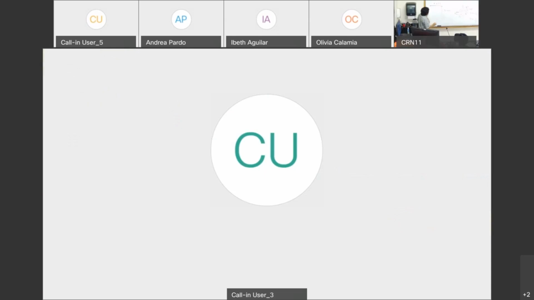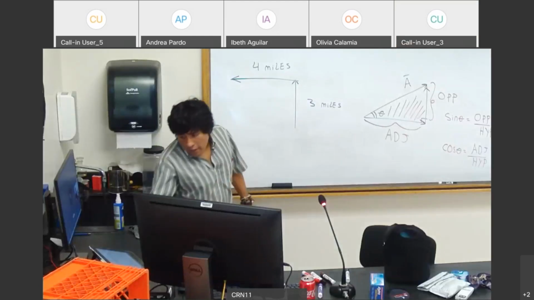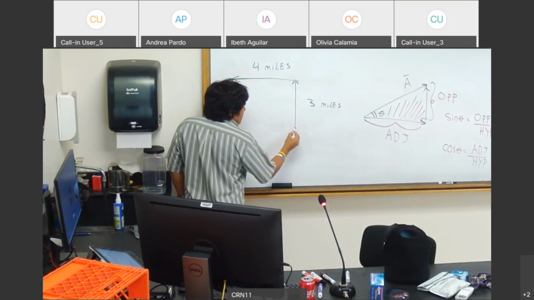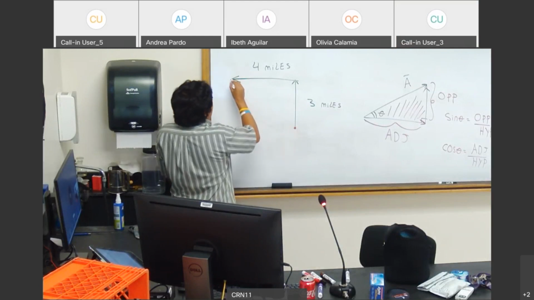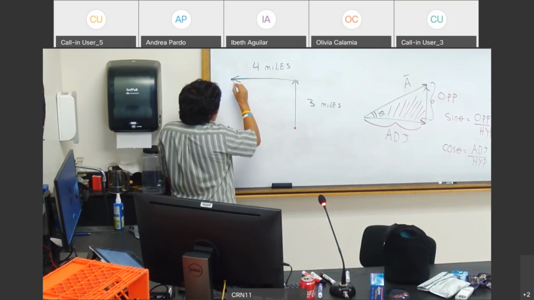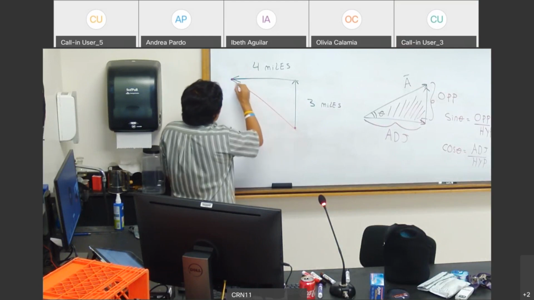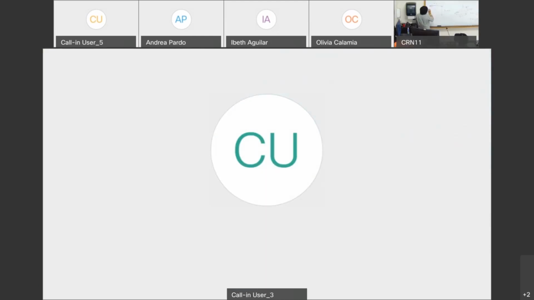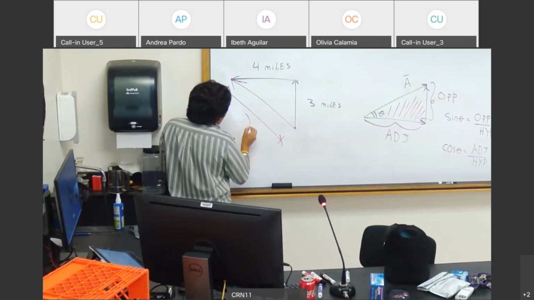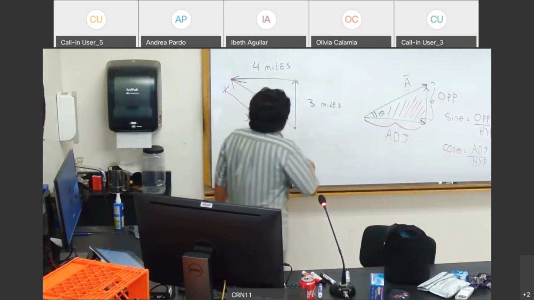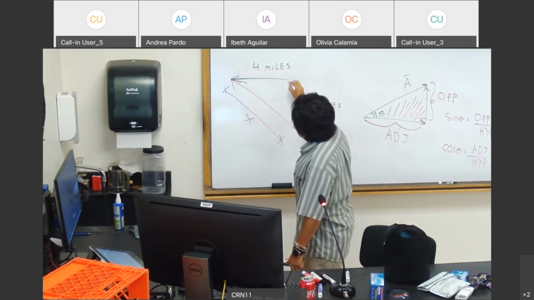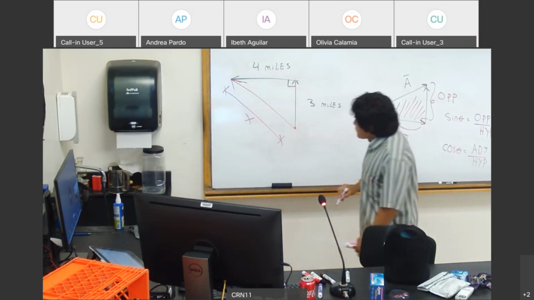It says here, how far are you from your starting location? So you are here now, and you want to know this. You want to know this. This will be your X. North and west, they make an angle of 90 degrees.